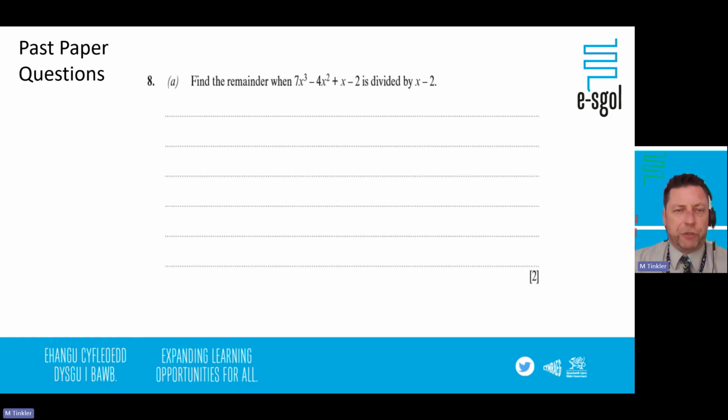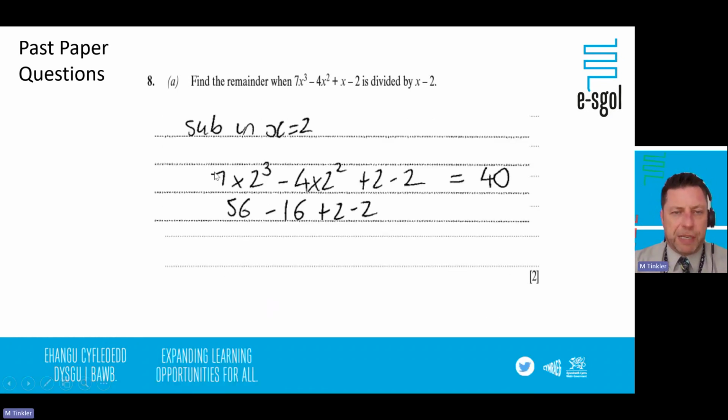Okay, so we're going to substitute in 2. Sub in x equals 2. Why? Because x minus 2 equals 0. When I substitute in 2, I've got the remainder of 40. Now you can write remainder 40 or just put 40, perfectly acceptable.